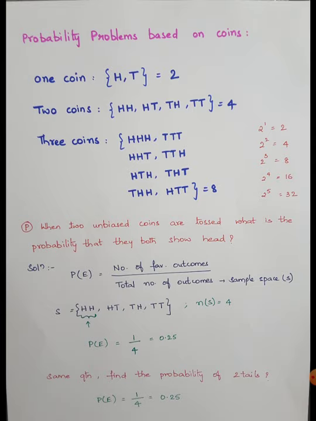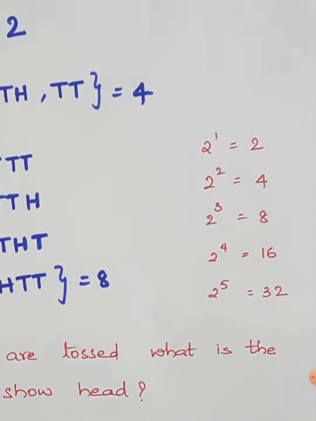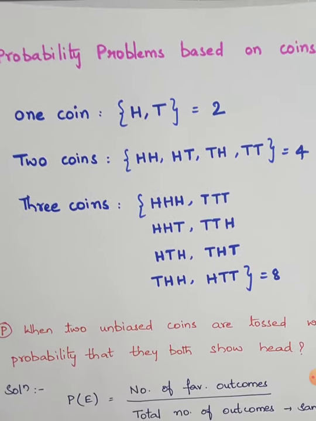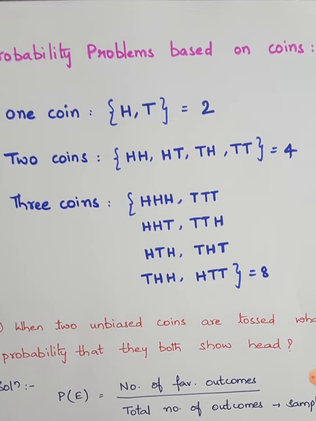And when we go with 3 coins, see here: when I toss 1 coin, 2 power 1 is equal to 2. When I toss 2 coins, it is 4. 3 coins, it is 8. 4 coins, it is 16. 5 coins, it is 32, and so on. These are the maximum number of possibilities I get when I toss coins, and this gives you the sample space details. Sample space is defined as the total number of possible outcomes.